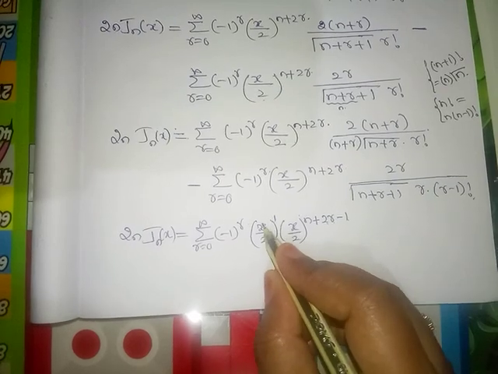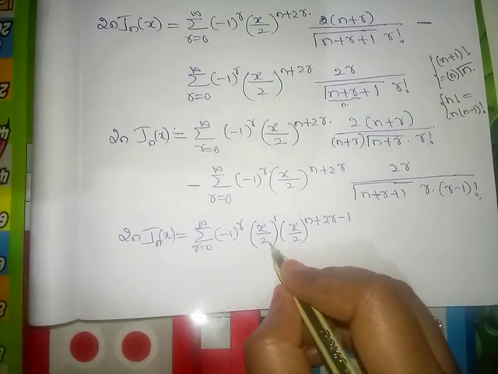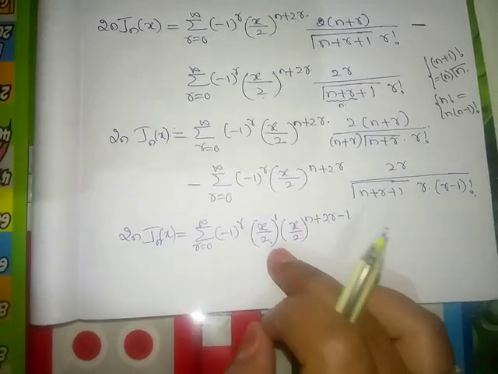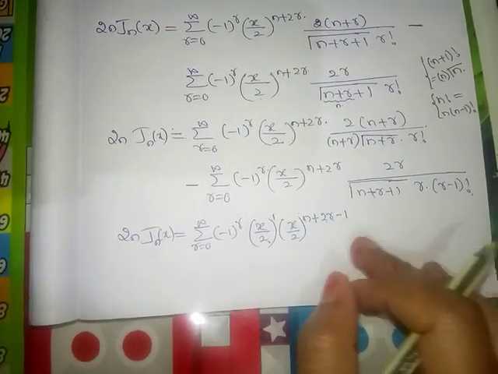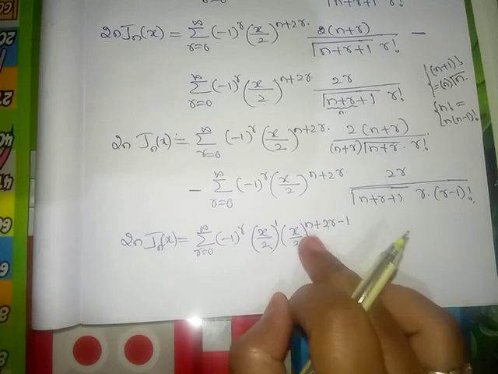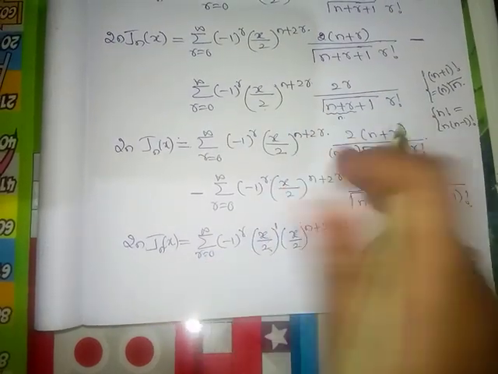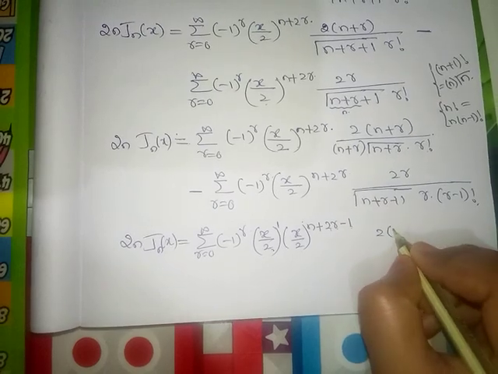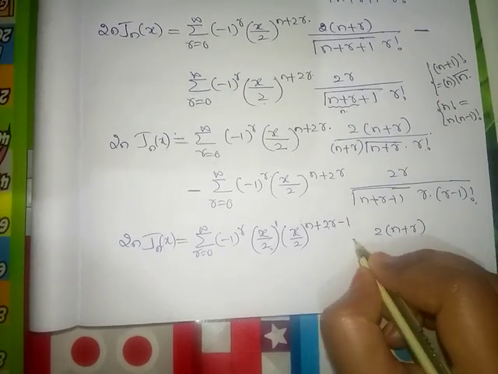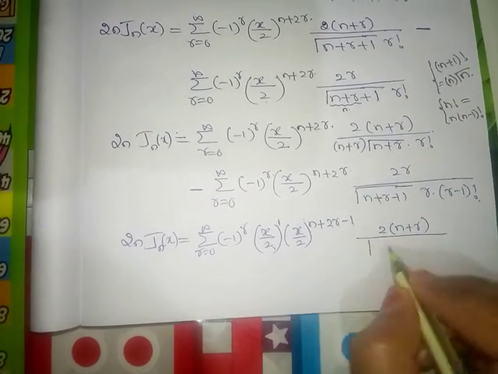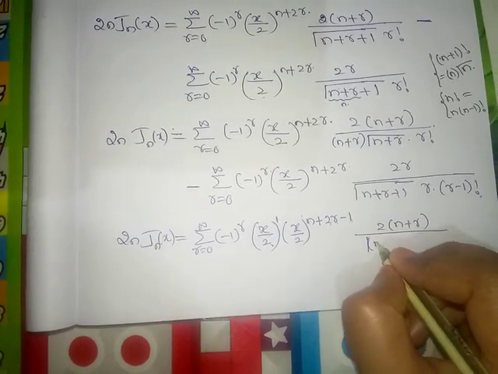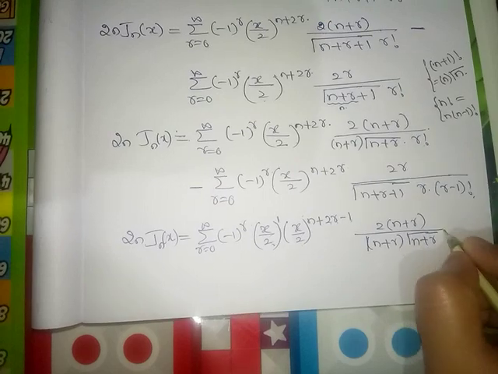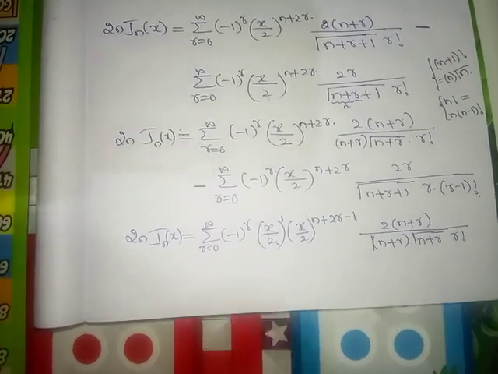To balance, I am multiplying x by 2 to this term, so to balance that I will consider x by 2 raised to minus 1. So that is x by 2 raised to n plus 2r as it is, minus 1 raised to r, divided by gamma of n plus r into r factorial.